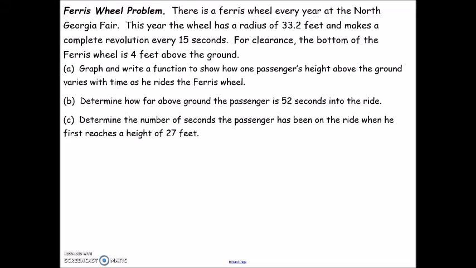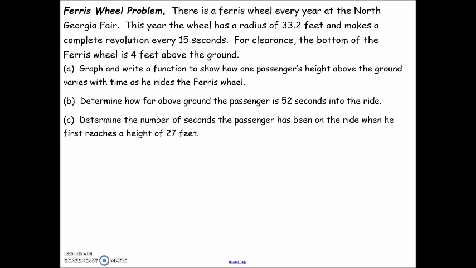Hey guys, it's Mrs. Jensen, and we've had a couple questions about using the calculator to do these sinusoidal models with the application problems. So I'm just picking up right where Miss Gamble is in the middle of her problem that she's doing on the video that you have for this lesson on the Ferris wheel.